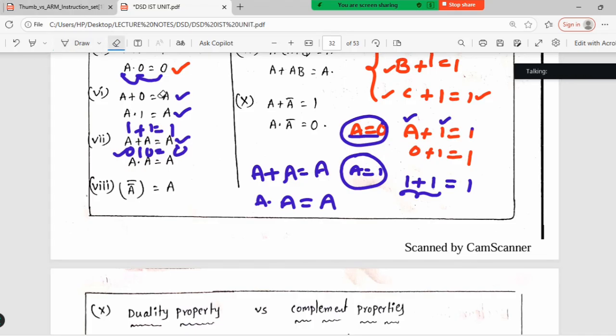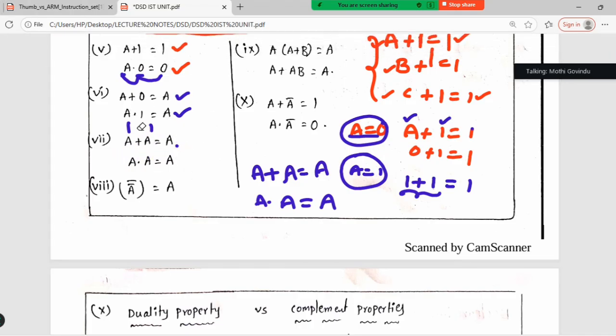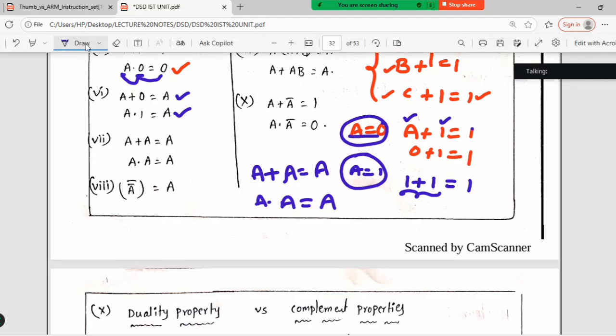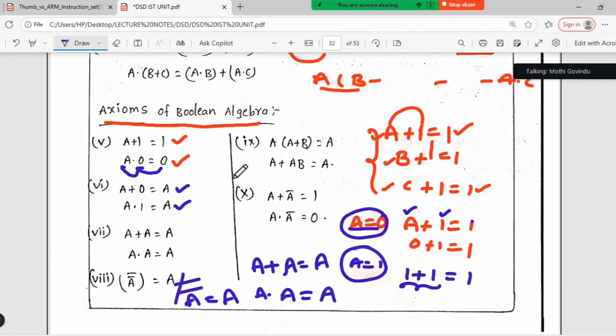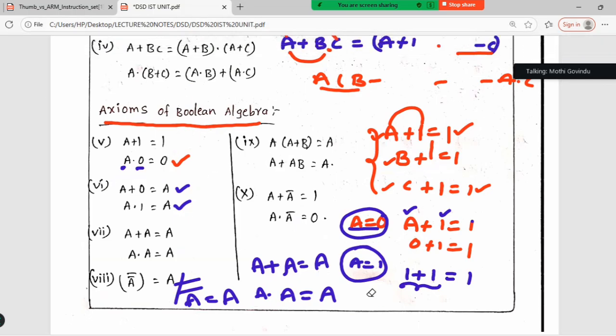So these are some laws. And the next one is A double bar. Here A bar is the complement, so both bars get cancelled and the output is A. So these are some axioms of Boolean algebra.